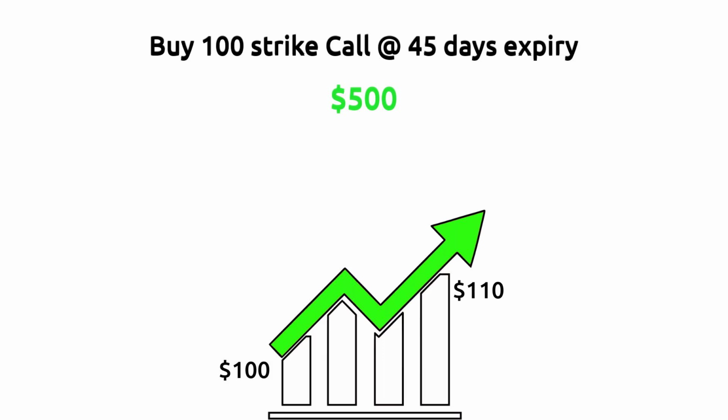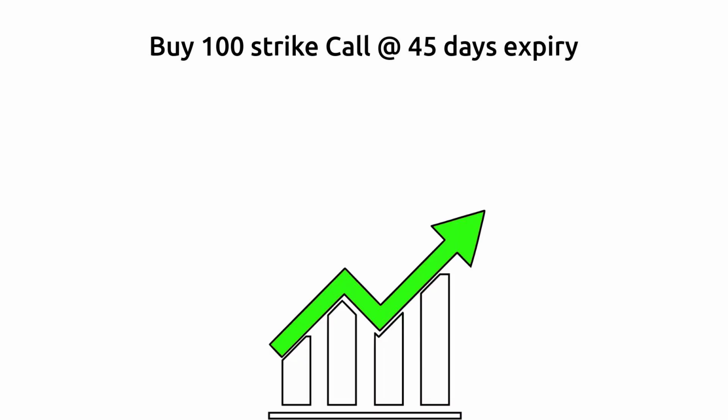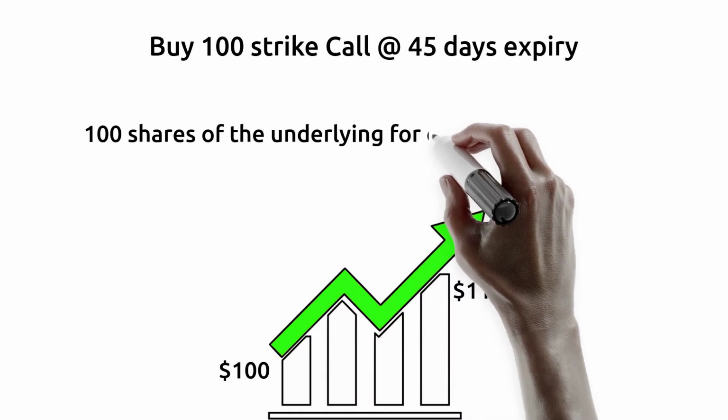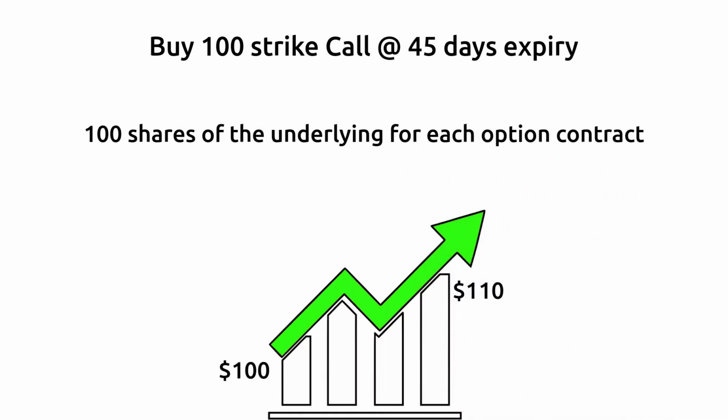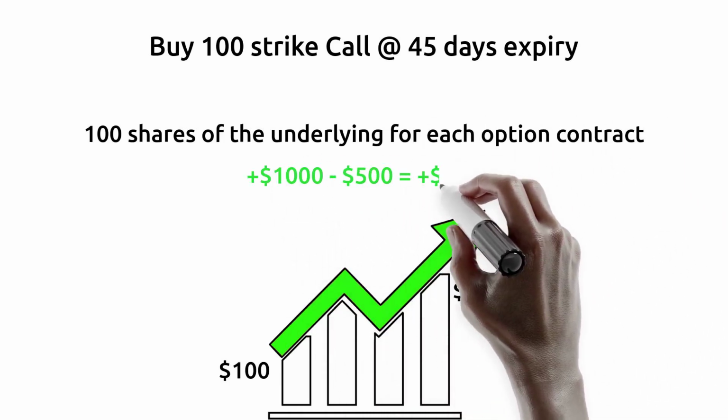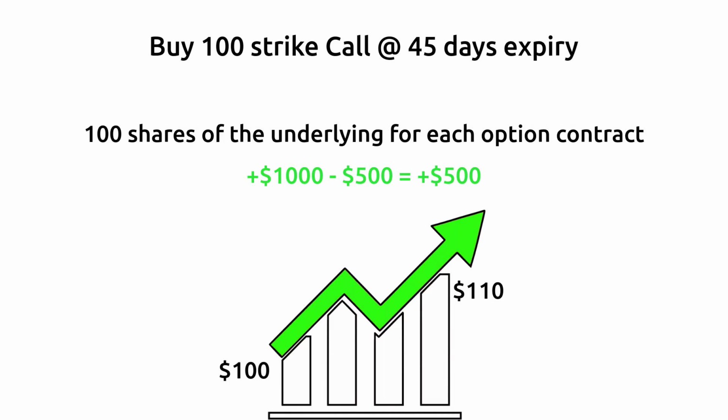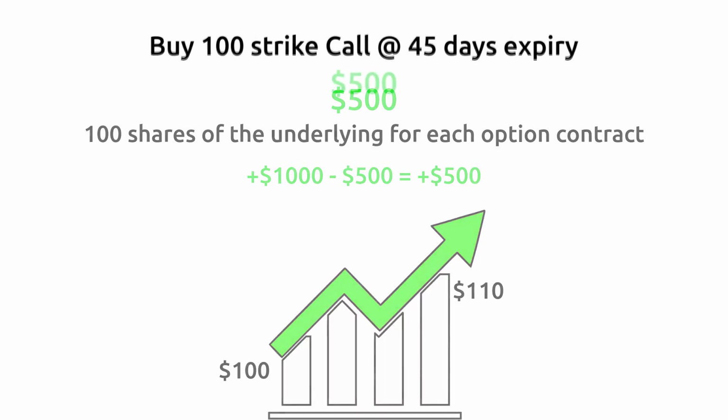Currently, you are up $10 per share on this stock. Since there are 100 shares per contract, you are up $1,000. However, don't forget that you paid $500 for the call option. This brings your total profit to $500. You might be thinking, if I had bought the stock instead of the option, I would have made more money. This is true. But let's look at another example.